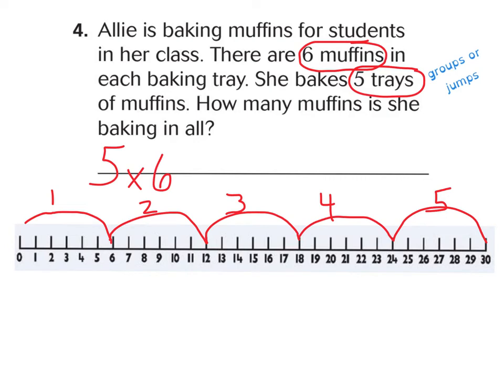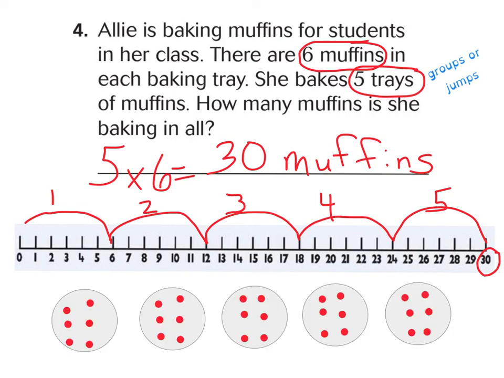Remember, the number that we end on our last jump is the product. So 5 times 6 equals 30. So she bakes 30 muffins in all. And remember, we can always use equal groups to solve this problem.